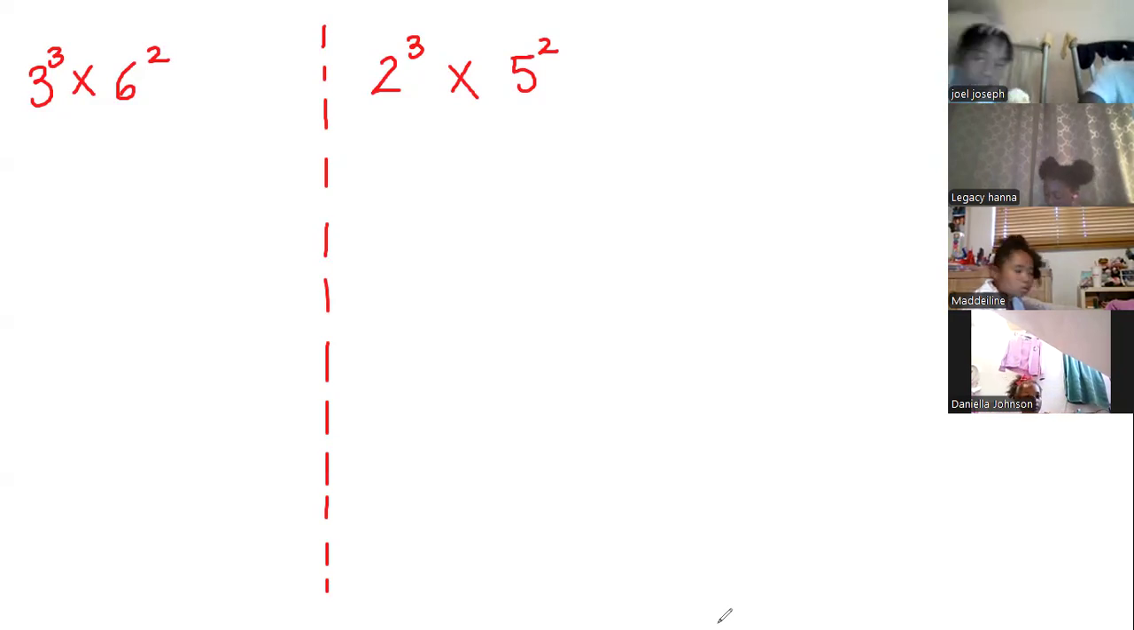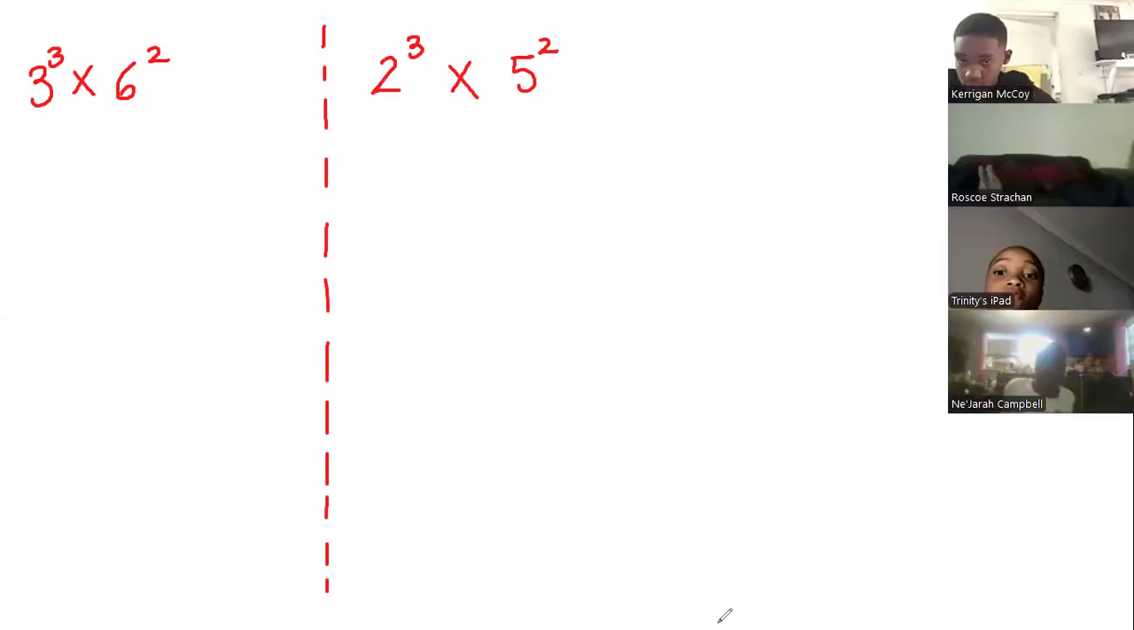Seth, where's Seth? Yes, sir. You can't put your answer yet. You have to send your picture to me first, then you can put your steps. I haven't gotten anything from Roscoe, Trinity, or Najara. Go on to the second one. Excuse me, Miss Woody. Najara and Maya, go to the second one.